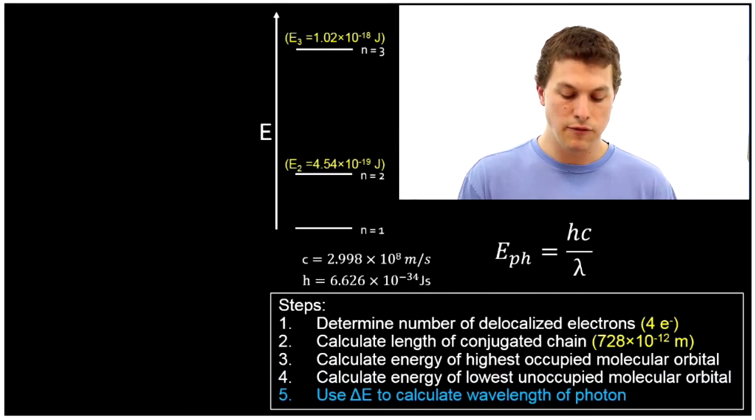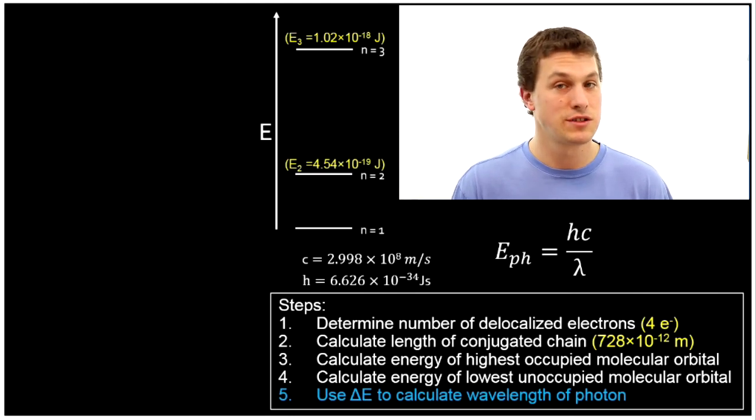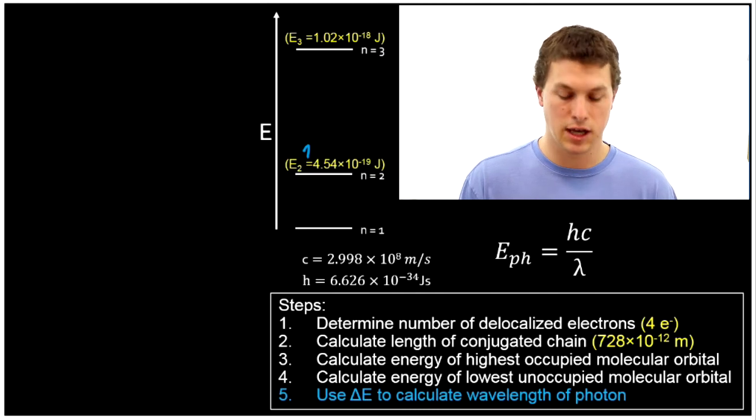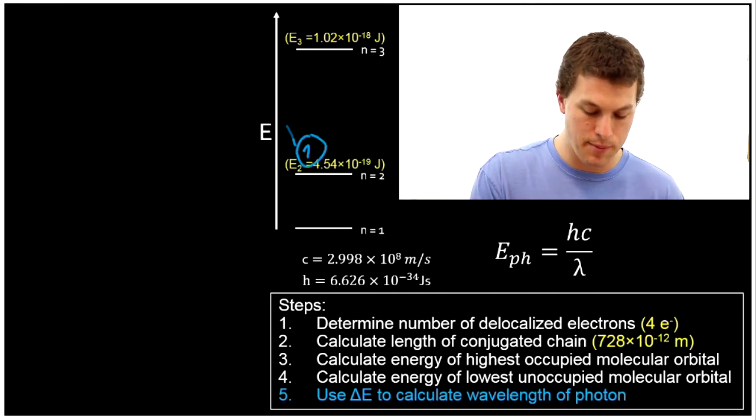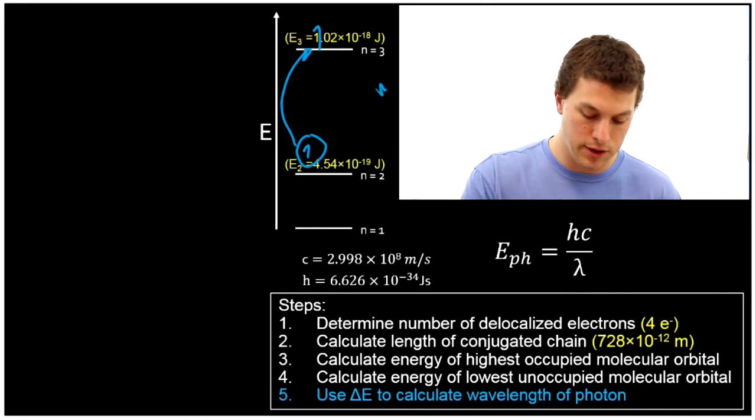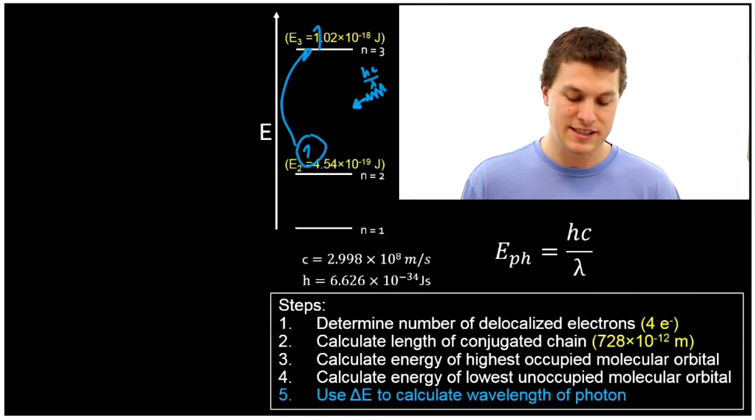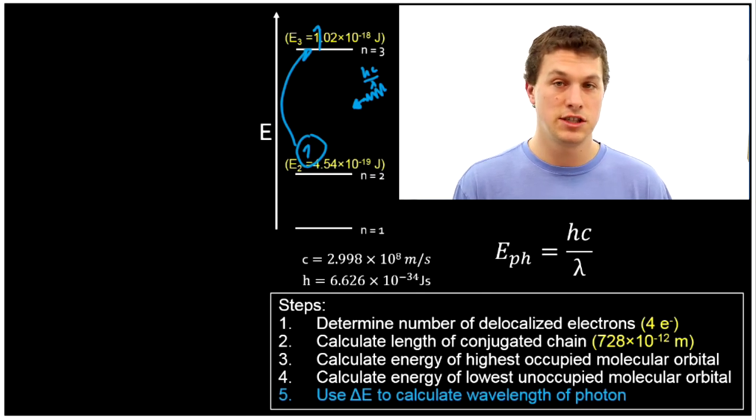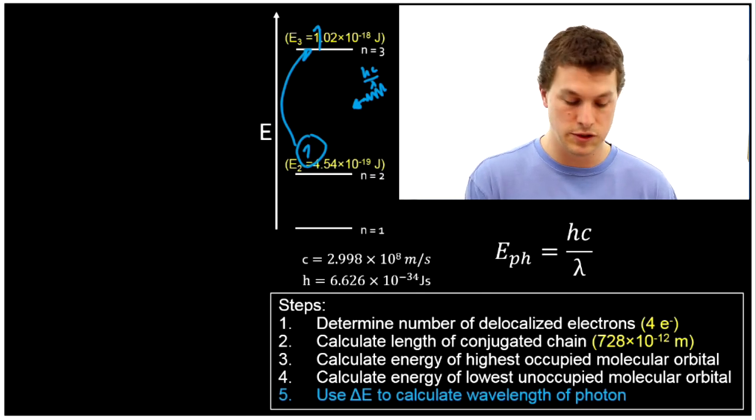Okay, now I want to calculate the wavelength of my photon. Critically here, I've blown up this energy diagram so we can see what's going on. What I want to do is take an electron from my highest occupied molecular orbital, and kick it up to my lowest unoccupied molecular orbital. And I'm going to do that with a photon. And that's going to have some wavelength. So I need to give exactly enough energy to kick that electron up from n equals 2 to n equals 3. And that's the transition you'll see as your peak in your UV visible spectrum.